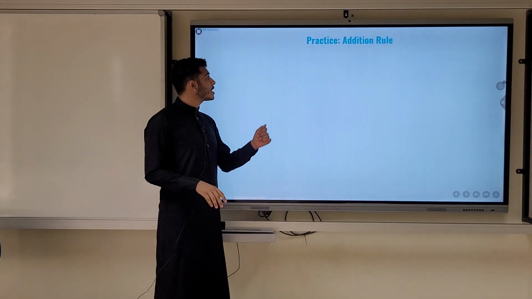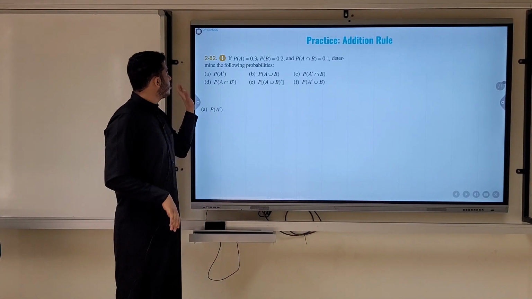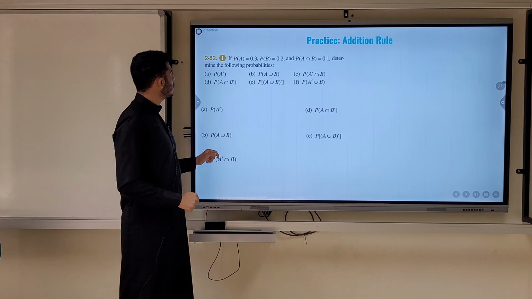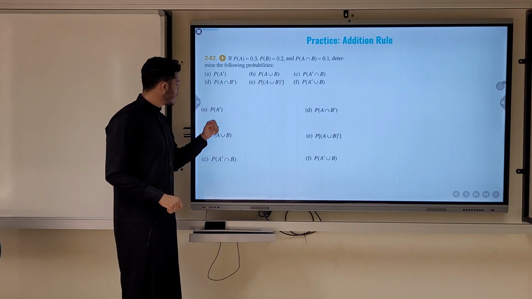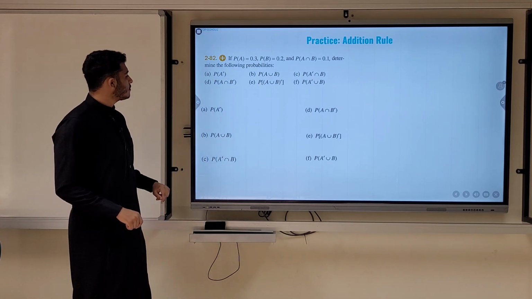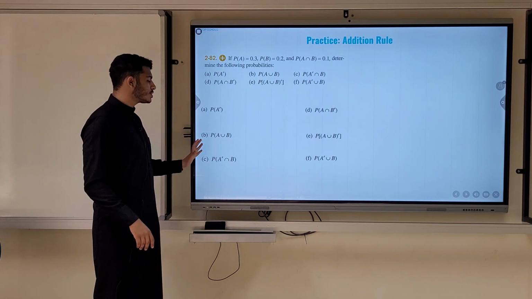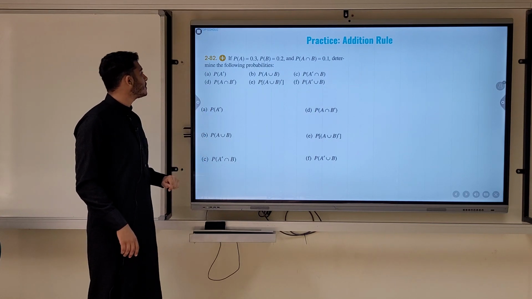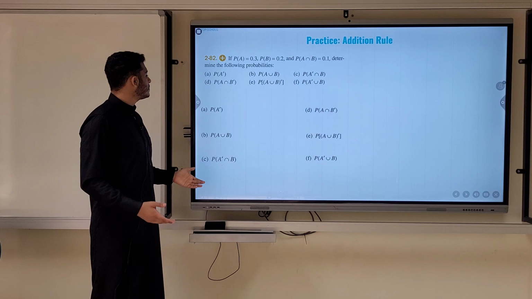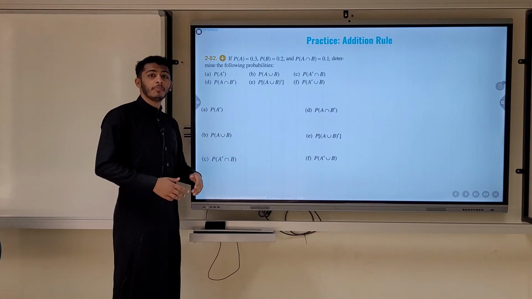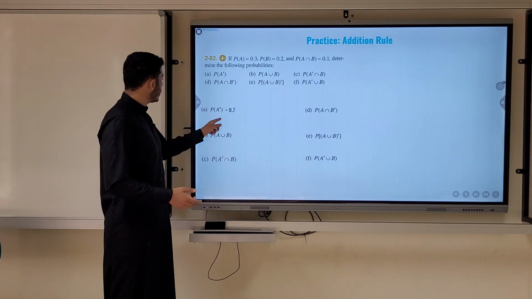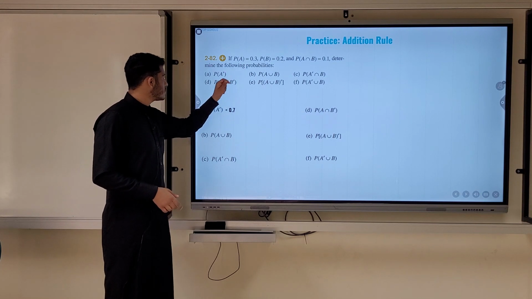Now let's solve some questions about the addition rule. We have these questions here, and we have some probabilities that we are given, and we need to solve the questions with the given probability. Let's start. The first question, extremely easy: the probability of A complement equals 1 minus the probability of A. So we're going to end up with 0.7.